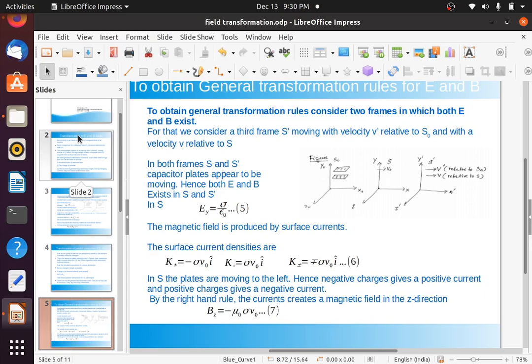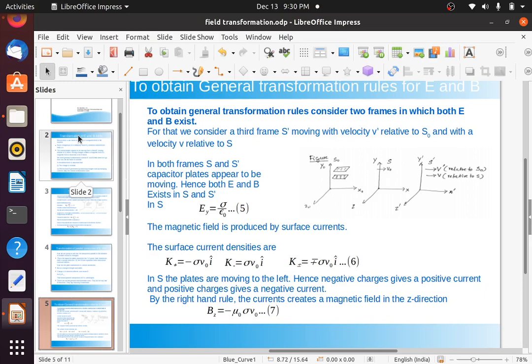So here we are taking the electric field EY. We take that the capacitor plates are put parallel to the XZ plane, so that the electric field exists in the EY direction. So it is the perpendicular component EY, and we know that it is equal to sigma by epsilon 0, where sigma is the charge density measured from the S frame for the capacitor plates.